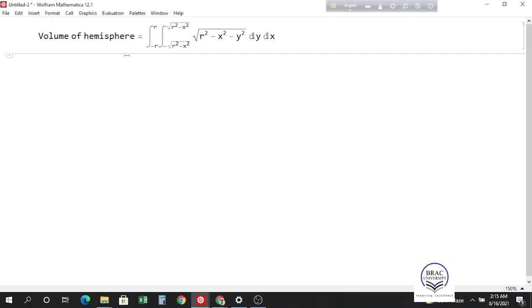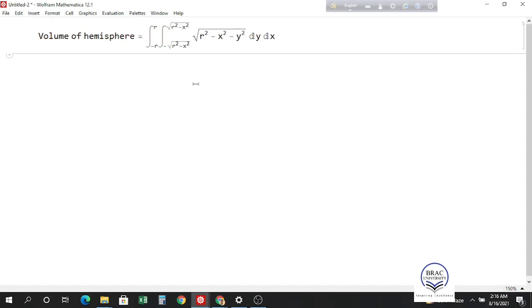You can see that we are integrating square root of r squared minus x squared minus y squared, which is the equation of the upper hemisphere, z equals this. In the xy plane, y goes from negative square root of r squared minus x squared to square root of r squared minus x squared, and x goes from minus r to r. So let's do this double integral.